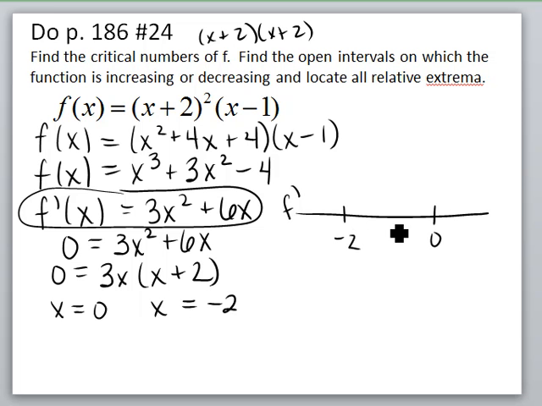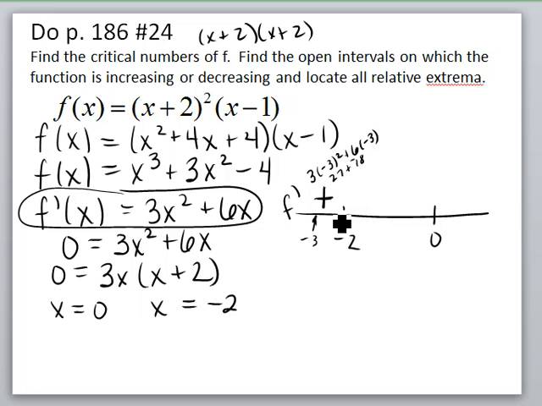What's going on before it hits negative 2? Is it positive or is it negative? So if I try negative 3, and I put negative 3 in for there, I'll have 3 times negative 3 squared plus 6 times negative 3. Well, that is 27 plus negative 18. That's a positive value, so I know that all the slopes of the tangent lines of the curve are positive here.